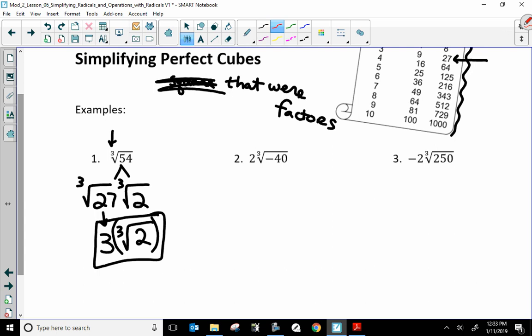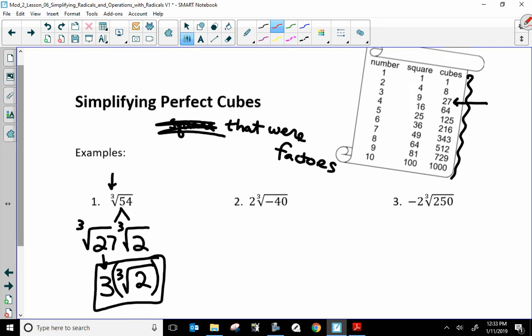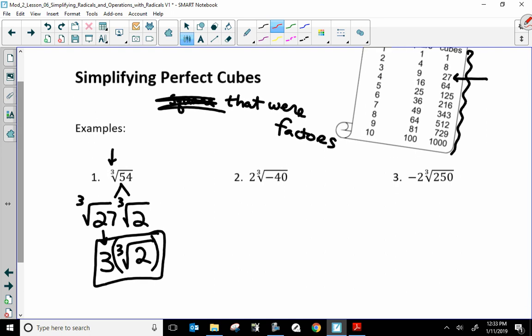So, negative 40. We can't have negatives under square roots, but we can have negatives under cubed roots. Okay? If I have a negative under a cubed root, my output should be negative. All right? So, this 2 comes along for a ride. 40 is 8 times 5. And I'm going to put my negative with the perfect cube. Okay, so the cube root of negative 8 times the cube root of 5. Why am I going to do that? Because I can take the cube root of a negative. This ends up being negative 2.